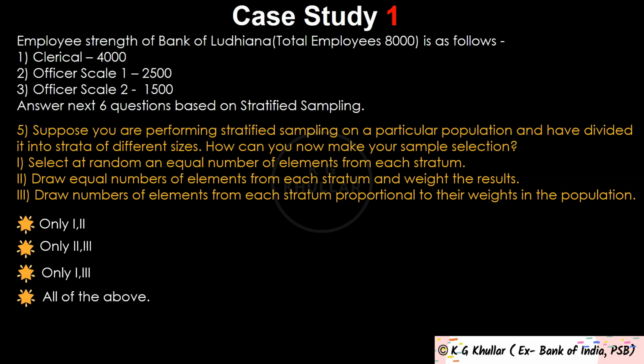Now friends, this is also a theory based question. In stratified sampling, either we draw the elements proportionally or we can also attach weights to them. So as far as this question is concerned, the correct option is option B here.